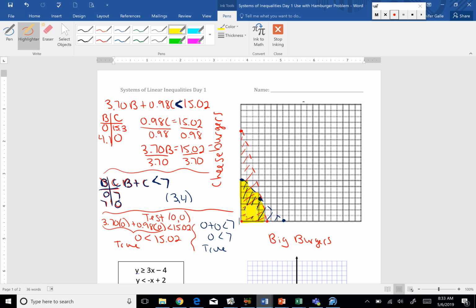So if we're wondering what some solutions are for our big burgers, you already have filled in 0 burgers. On your chart, you have 0 big burgers and 1 cheeseburger filled in, and 0 big burgers and 2 cheeseburgers. Any ordered pair that is shaded is a solution. So then we have 0 big burgers and 3 cheeseburgers. That's the next one on your chart. Then 0 big burgers, 4 cheeseburgers. 0 big burgers, 5 cheeseburgers. 0 big burgers, 6 cheeseburgers.